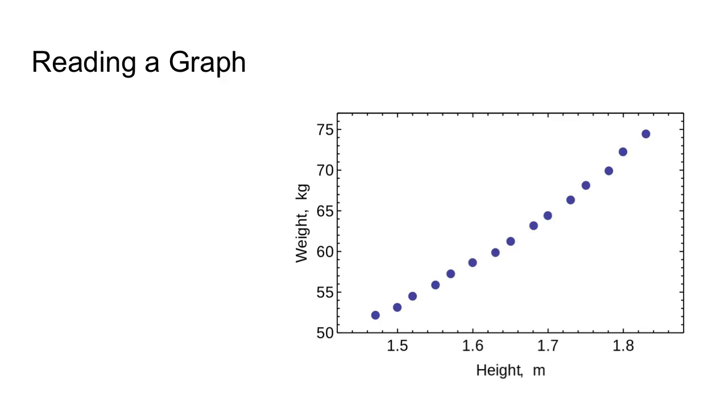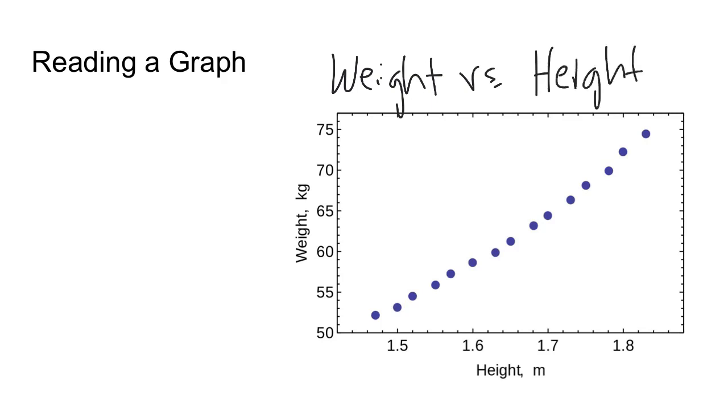So when we're reading a graph, we should be able to see all of the different information that's held on the graph, whether it's the variables or the title or the units. And so I'm going to add a title to this. We're going to go weight versus height, just giving my dependent variable versus my independent variable. Because remember, this is a scatter plot, and this is going to show us the relationship between these two variables.